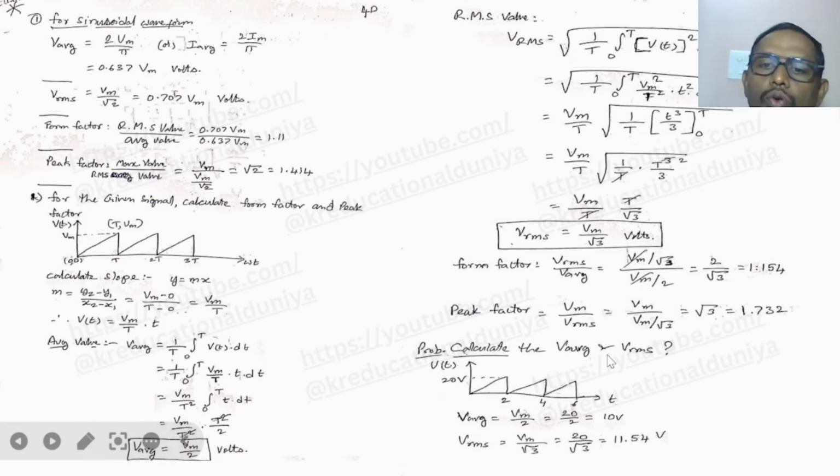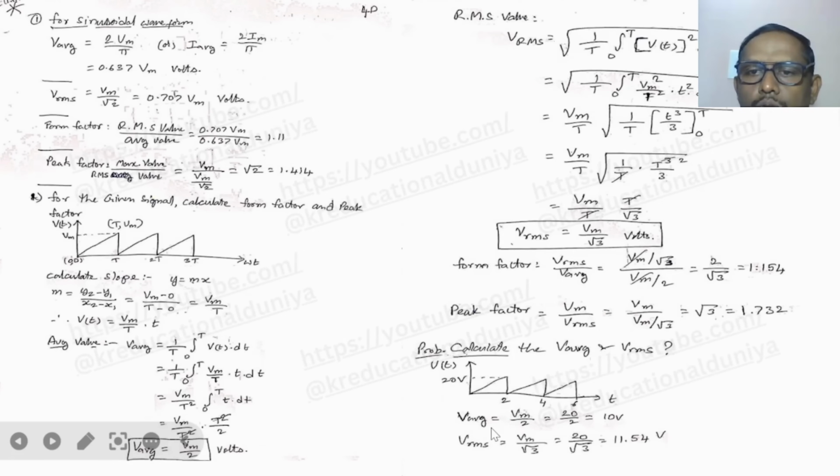For example, if they give problems instead of derivation, we'll see how the problems we have to write. So calculate the V average and Vrms. They have given in the y-axis V of t and the maximum value Vm equal to 20 volts, and the x-axis time period is T. So in the x-axis the maximum time period is 2, right? Here 2 is the time period, right? So I know the Vm value, I know the T value. So what is the formula?